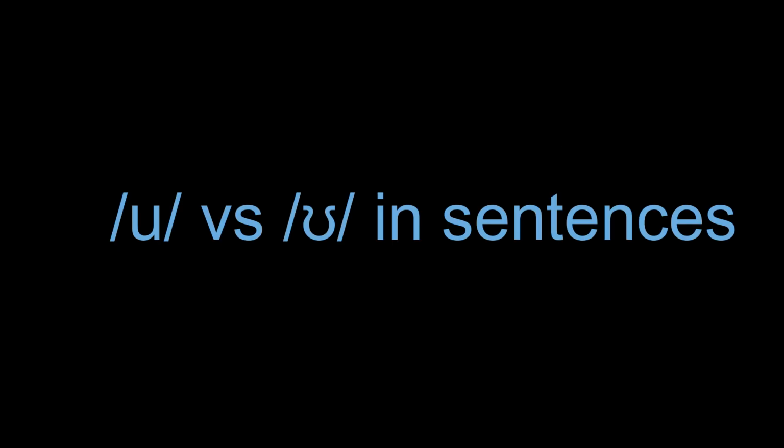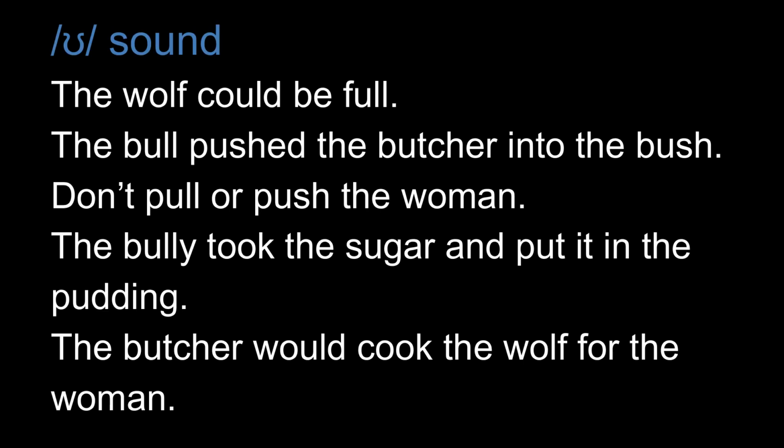/ʊ/ versus /u/ in sentences. These are sentences with the /ʊ/ sound. The wolf could be full. The bull pushed the butcher into the bush. Don't pull or push the woman. The bully took the sugar and put it in the pudding. The butcher would cook the wolf for the woman.